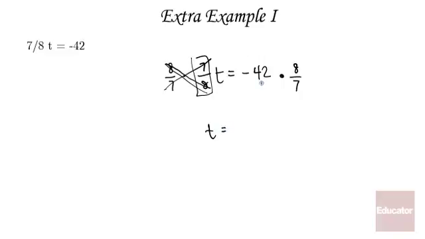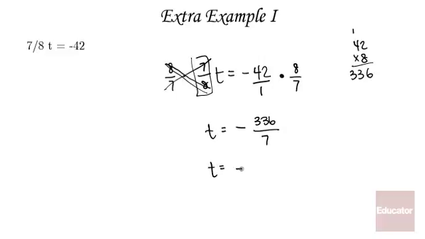And on the right side, I'm going to change the -42 into a fraction by putting it over a 1. -42 times 8, I'll have to multiply it on the side here. 4 times 8 is 32, plus 1 is 33. So I have -336 over 1 times 7 is 7.